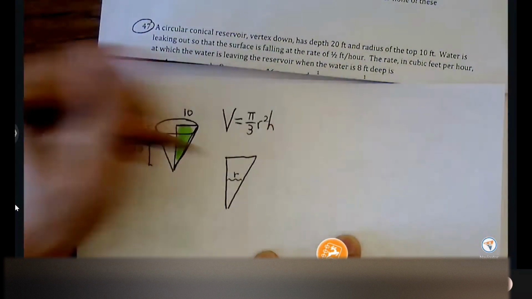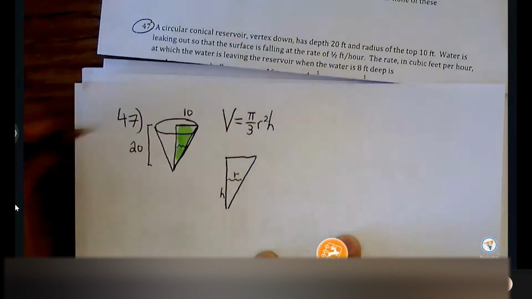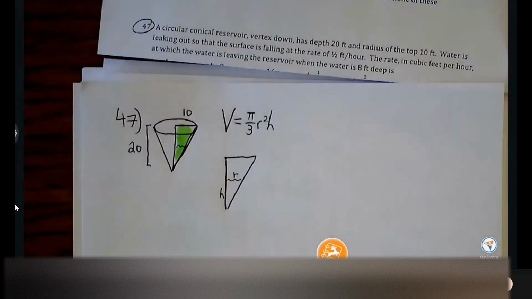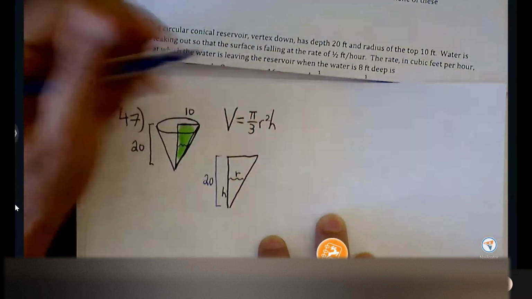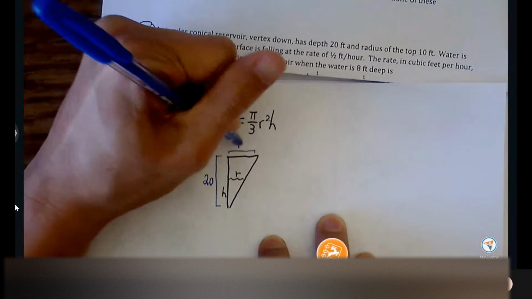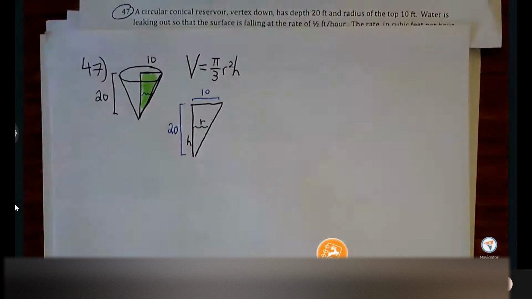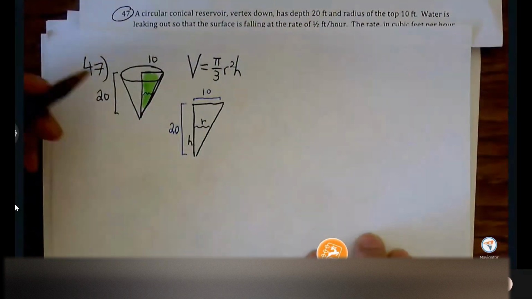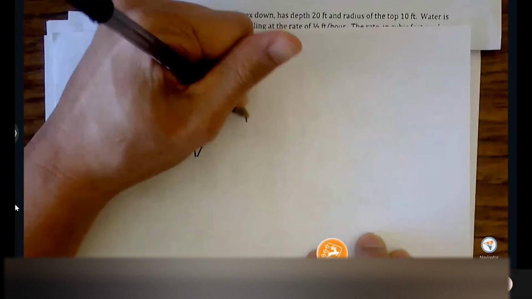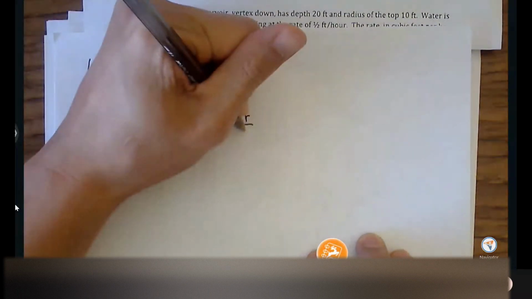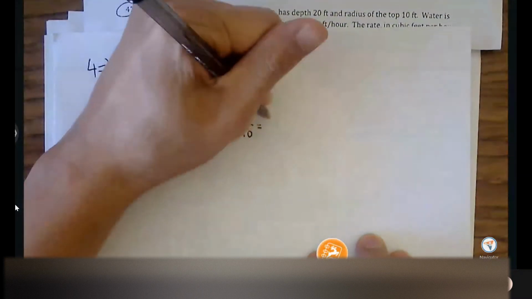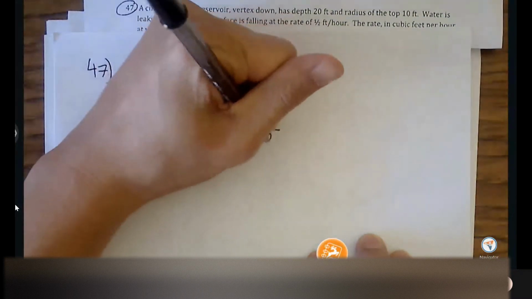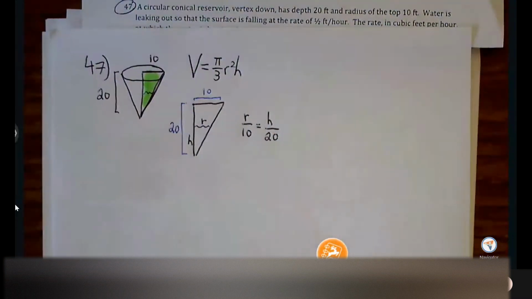So here's the radius of the water level. Here's the height of the water level. Those are both changing. What is unchanging, though, are the dimensions, which is 20 for the height and then 10 for the radius. So we're going to build a relationship here that's going to connect radius and height together. So we can say this. We can say radius of the water level is to the radius of the container as the height of the water level is to the height of the container. Cross multiply.